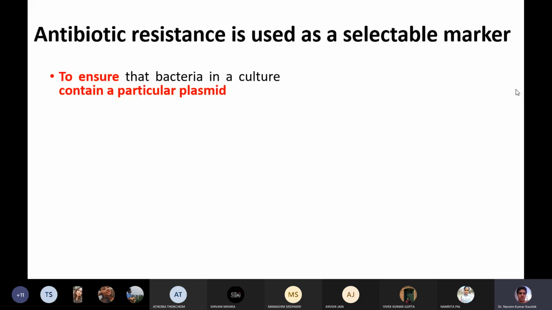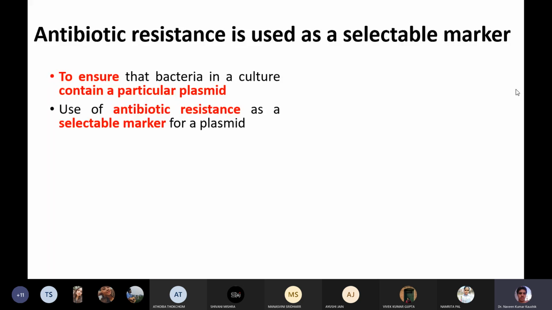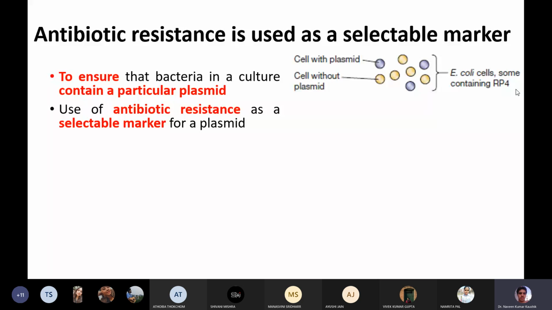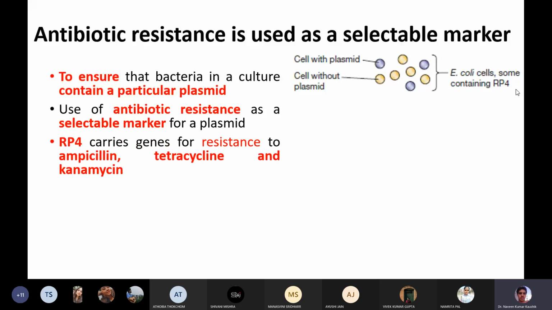So on the basis of this antibiotic marker, you can select. If you give the antibiotic, then only those cells that have this gene, that have this plasmid, are going to survive. So in a way, this is selection. The other cells, those not having this plasmid, are going to die. To ensure a bacterial culture contains a particular plasmid, antibiotic resistance is used as a selective marker. Here you can see cells with the plasmid and cells without the plasmid. The cell with the plasmid is going to survive, and the cell without the plasmid is not.